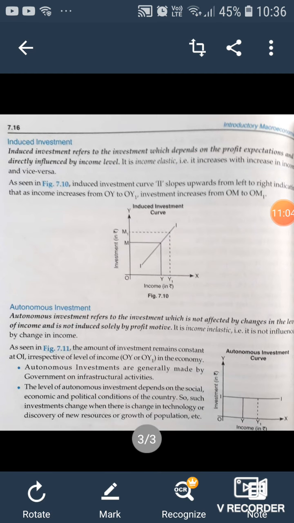So the next topic is induced investment and autonomous investment. As I have told you, autonomous investment is a line parallel to the x-axis. As we have seen earlier also, investment is shown as a parallel line to the x-axis because it is not impacted by the level of income. This is investment undertaken by the business firms. They plan according to the business conditions for the coming year. Induced investment depends on the profit expectation and is influenced by the income level. So this is another type of investment, and we have two kinds of investments.